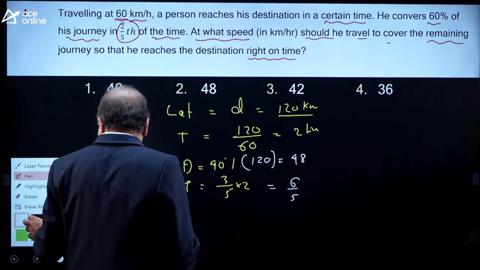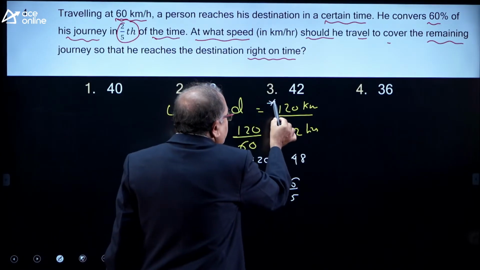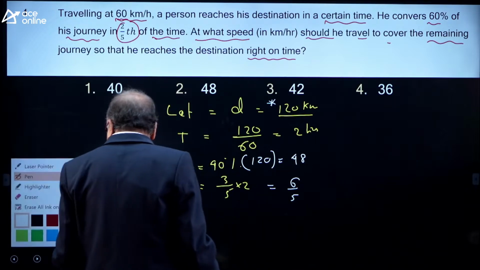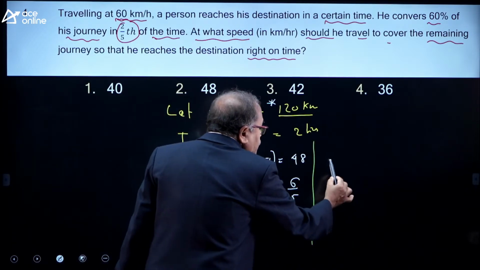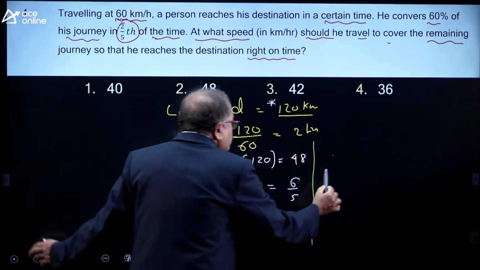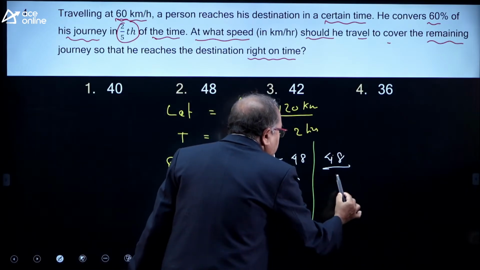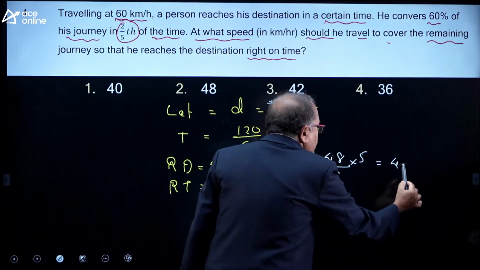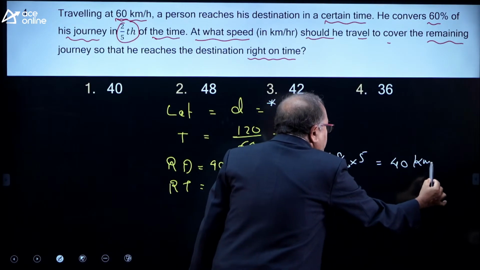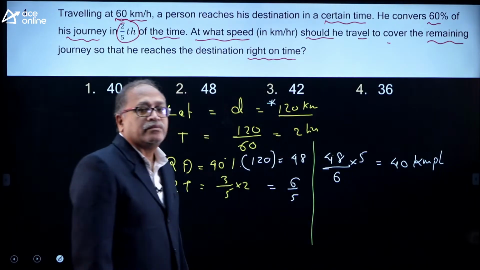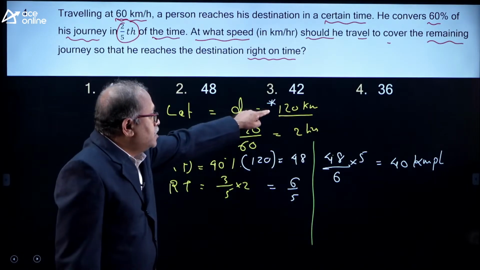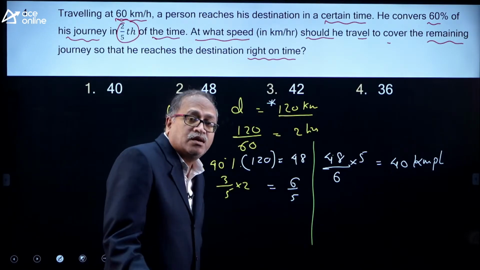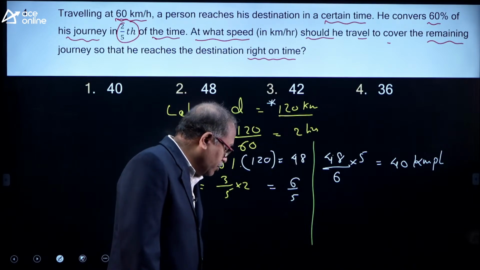This is the crucial thing, you have to assume some number, or else it will be a lengthy process. So, when I cancel this part, that is 48 divided by 6 by 5. So, 8 fives, that is nothing but 40. So, he has to move with a speed of 40 kilometer per hour. Well done. This is the key, taking some distance as a value instead of a variable.